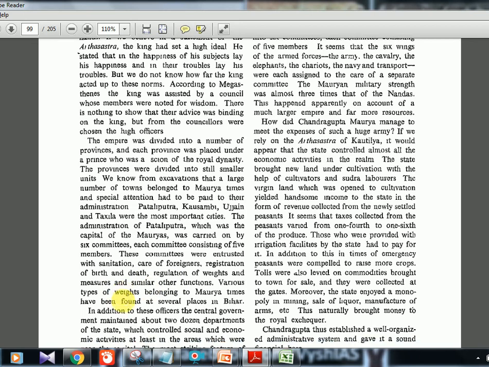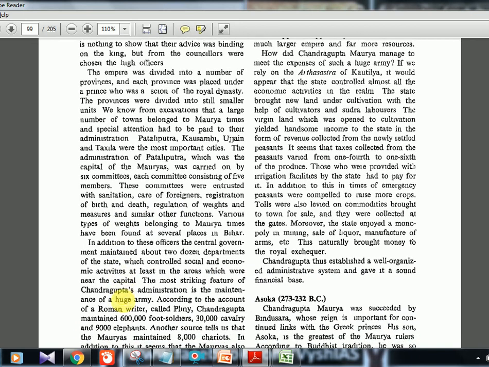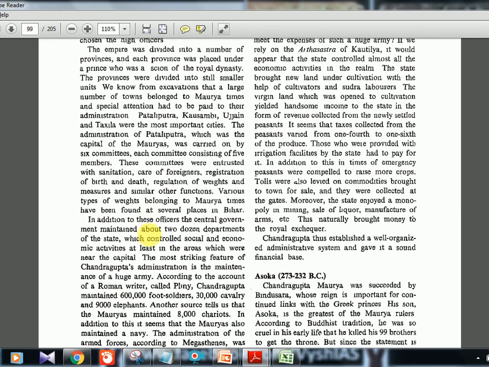Various types of weights belonging to Mauryan times have been found at several places in Bihar. In addition to these officers, the central government maintained about 24 departments of the state, which controlled social and economic activities, at least in the areas which were near the capital. So places in and around the capital were managed by a lot of departments also.